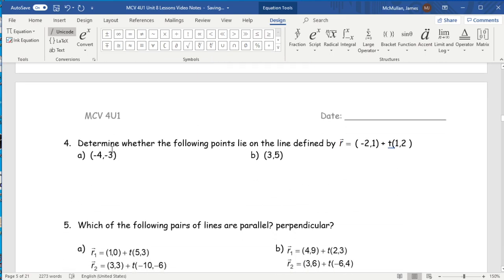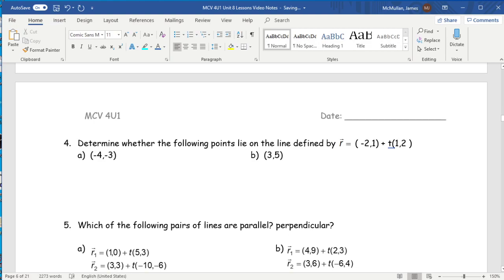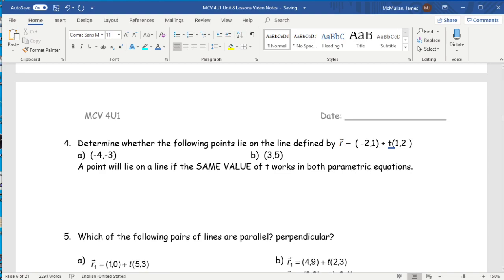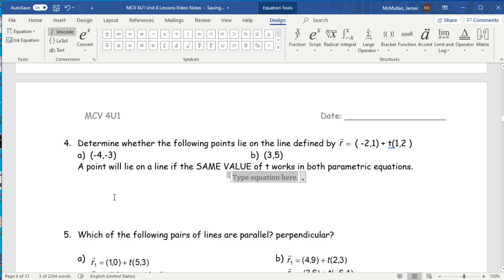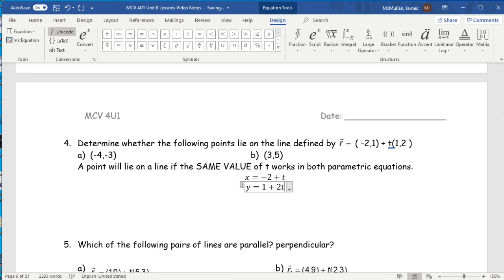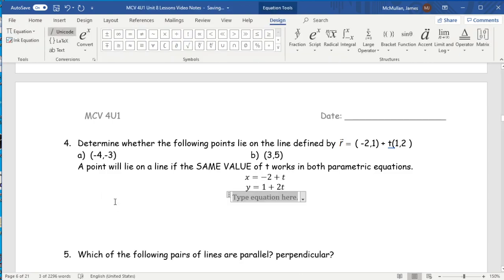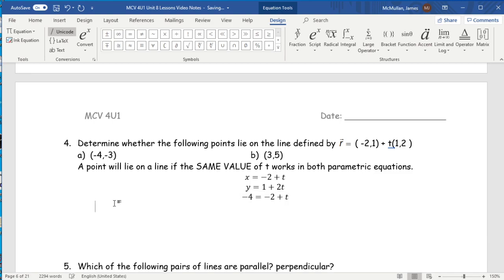Okay, determine whether the following points lie on this line. Now this is an interesting question. A point will lie on a line if the same value of t works in both parametric equations. So let's write the parametric equations. X is equal to negative 2 plus t, y is equal to 1 plus 2t. Now, the first point, we're going to plug it in. Negative 4 equals negative 2 plus t. Again, it doesn't take much work here to see that negative 2 is t.